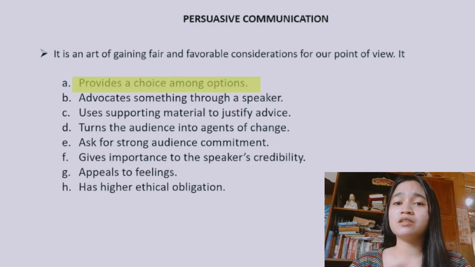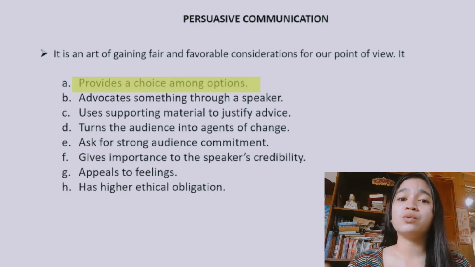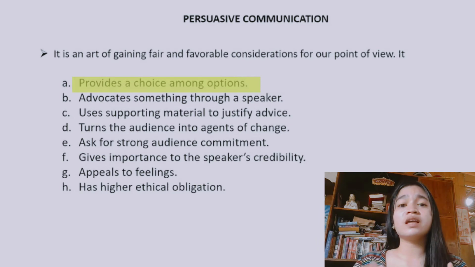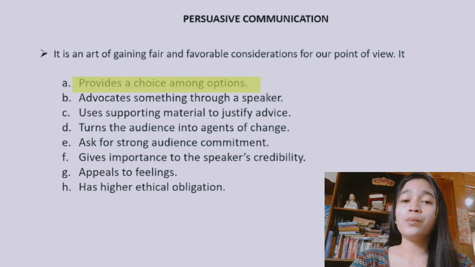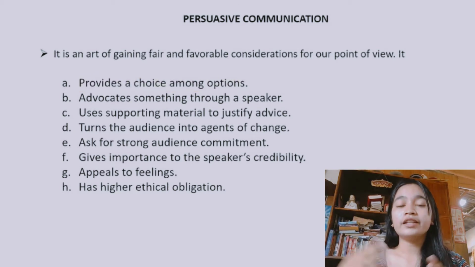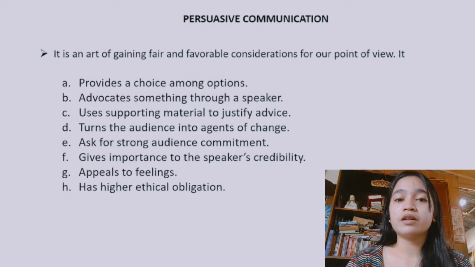Since the main purpose of persuasive communication is to get the readers or audience support and belief, it provides a choice among options because it tends to persuade the audience to provide immediate alternative actions. It advocates something through a speaker.